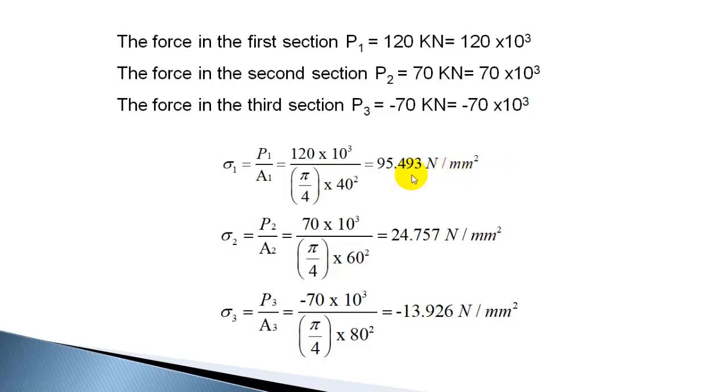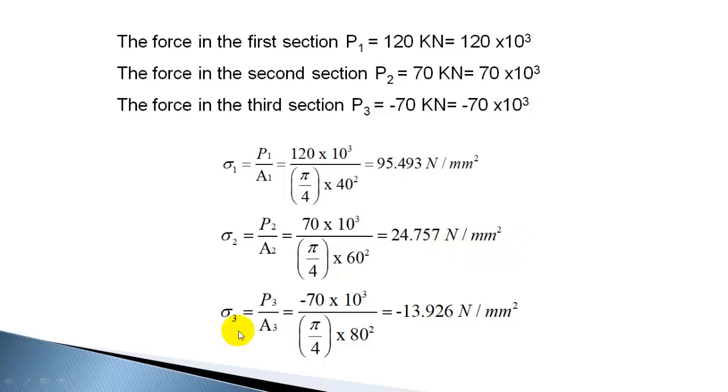So it is subjected to a stress of so much, and every mm square of that cross section is resisting a load of 95.493 Newton. Coming to the second section, the load is known, 70 into 10 raised to 3 Newton, and since the diameter is 60 mm, area of cross section is pi by 4 into 60 square. So it is equal to 24.757 Newton per mm square.